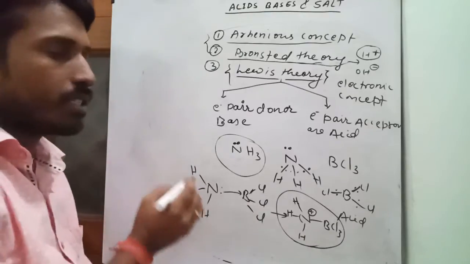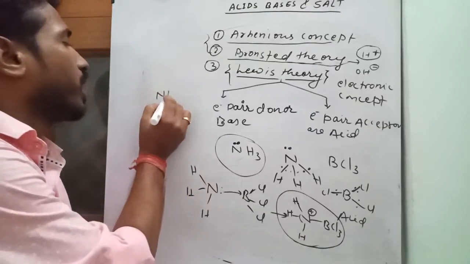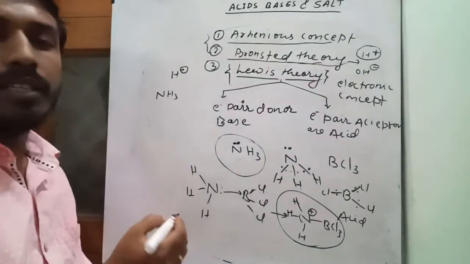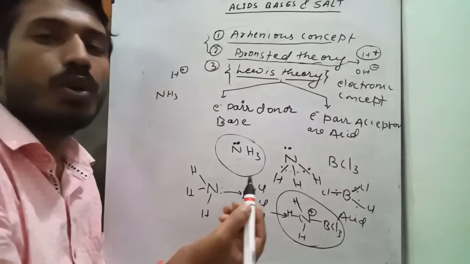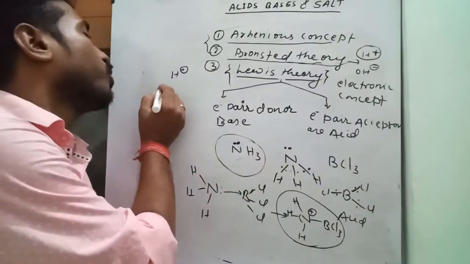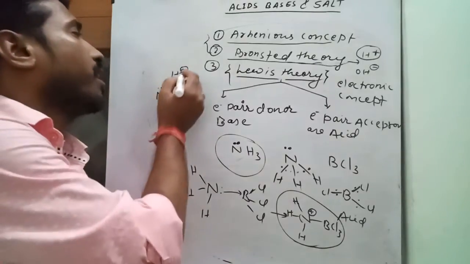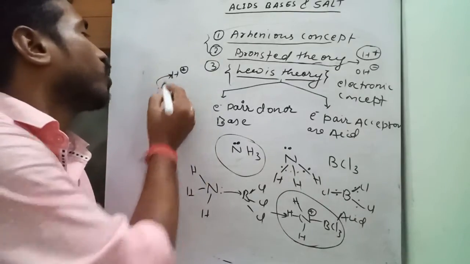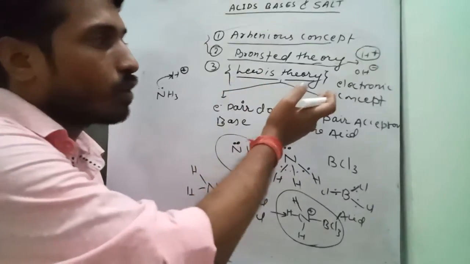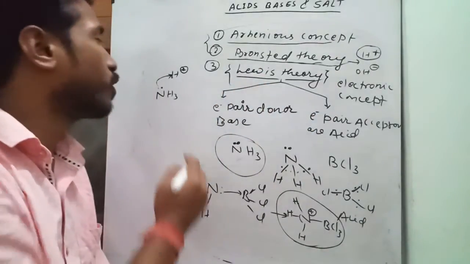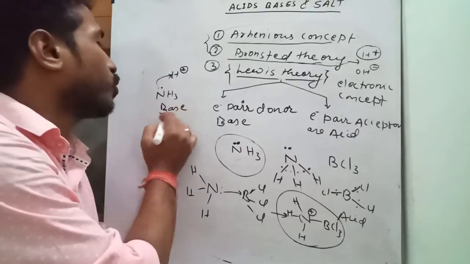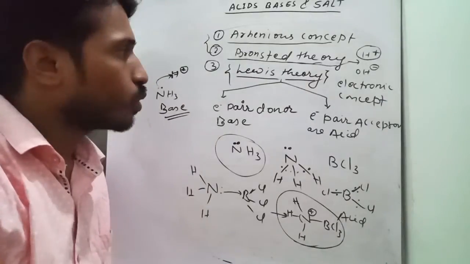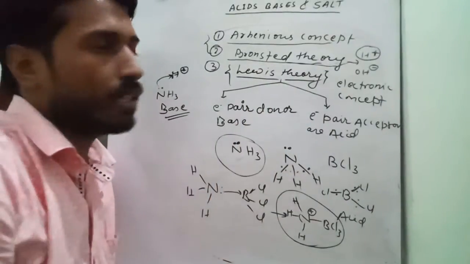Suppose we take another example. Let us say we have ammonia and we have one H positive ion. In this case, according to the Lewis concept, ammonia has a pair of electrons and hydrogen doesn't have any electron, so this can give an electron pair. According to this concept, those species which can give an electron pair are referred to as base. Here ammonia is base and H positive will act as what? Acid, since it is accepting an electron pair. So this is the concept of Lewis.